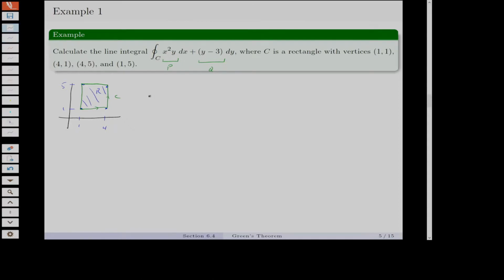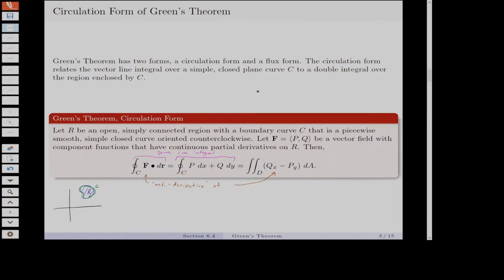Okay, so then Green's theorem says this line integral over C is equal to the double integral over R of Q_x minus P_y.